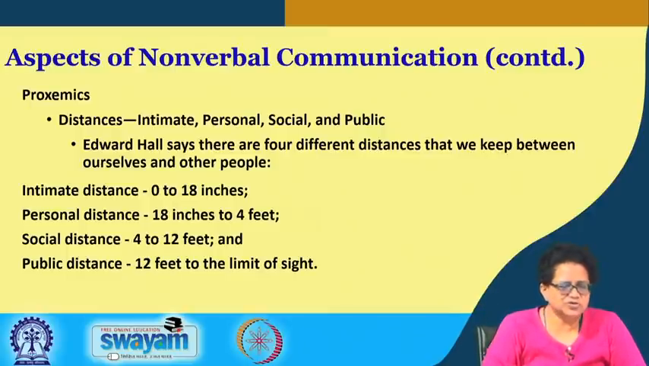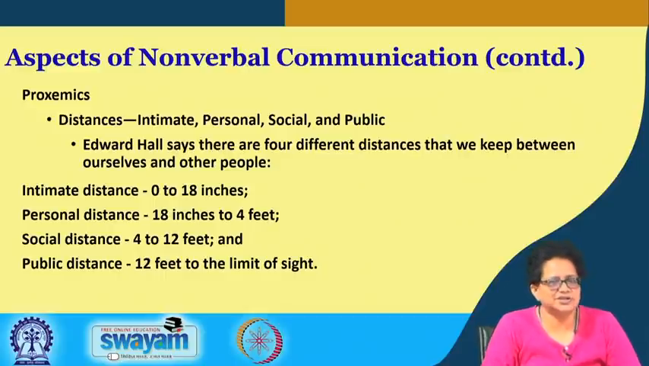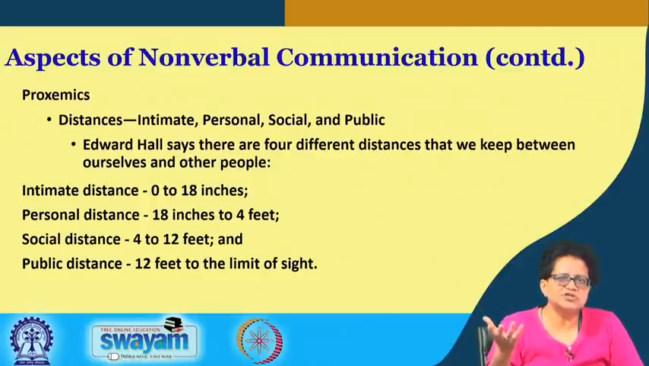The third is social distance, and we are talking about 4 feet to 12 feet. We maintain this distance with those with whom we have social relationships. And the fourth and last is public distance. It is the distance we have between ourselves and those in positions of public authority and power.